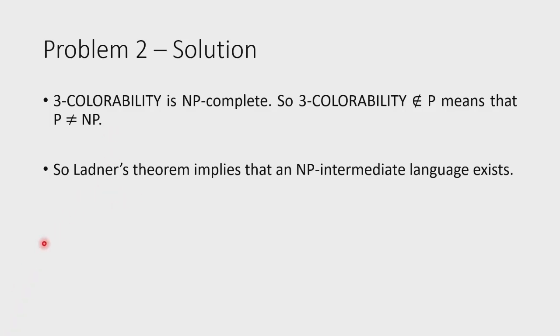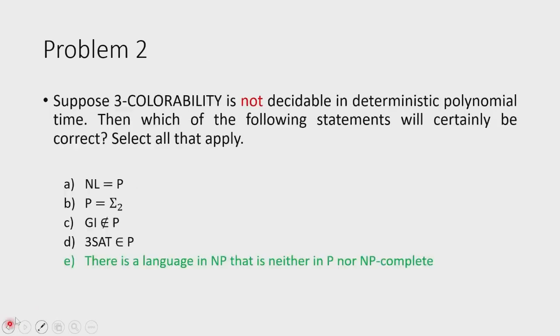So Ladner's theorem immediately gives us the last option. There is a language in NP which is neither in P nor NP complete. Now let's look at the other options. Again, we don't know that if P not equals NP, then NL not equals P or NL equals P. So right now we don't know of any connection between the P versus NP problem and the NL versus P problem. So we can't say anything about option A.